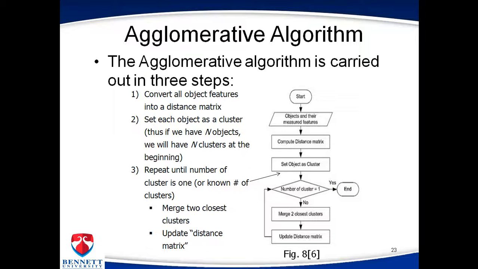So, using the agglomerative algorithm, we start with the objects and their measurement features, compute the distance matrix, and then set each object as its own cluster. If the number of clusters is 1, then we end. If the number of clusters is not 1, then merge the two closest clusters and update the distance matrix. Finally, once the distance matrix is updated and the number of clusters is equal to 1, we end. So that's the agglomerative algorithm.